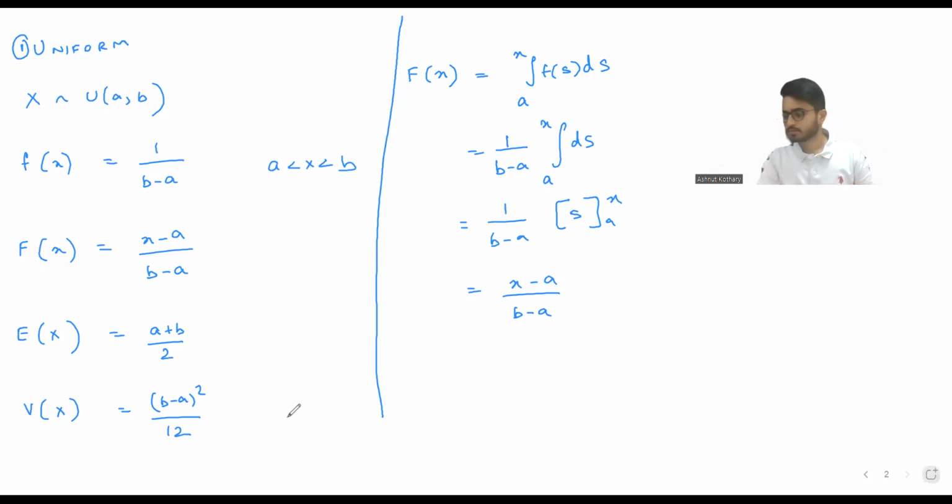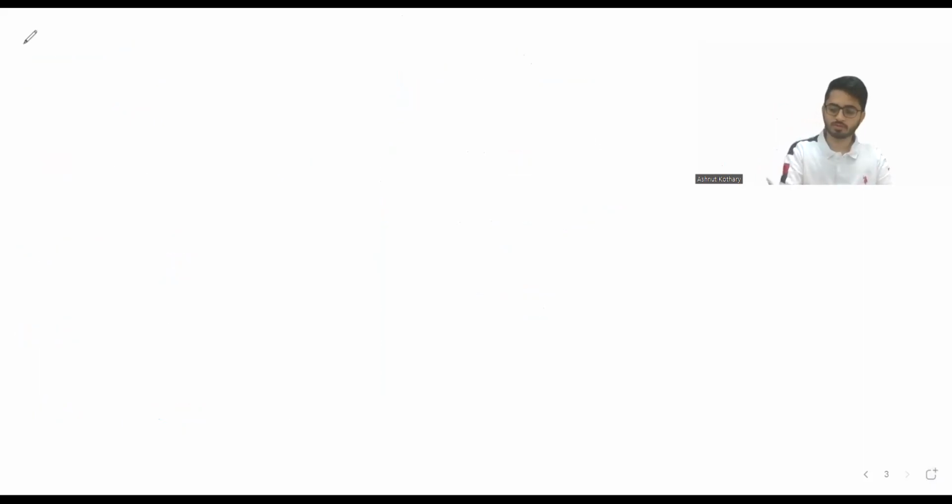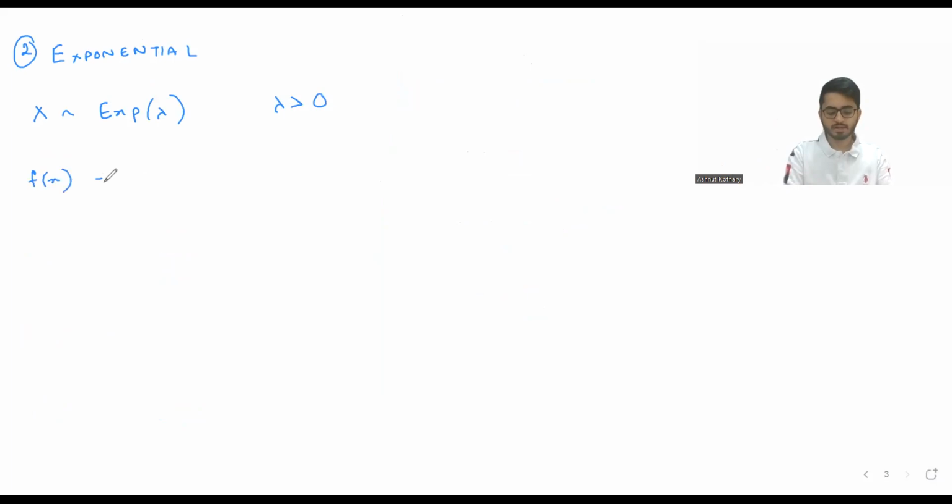Next, we have the exponential distribution. The way we denote it is X follows exponential lambda, where lambda is strictly positive. PDF is given in the form lambda e to the power minus lambda x, where x is greater than 0. So focus on these things.